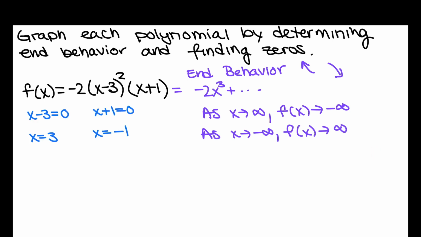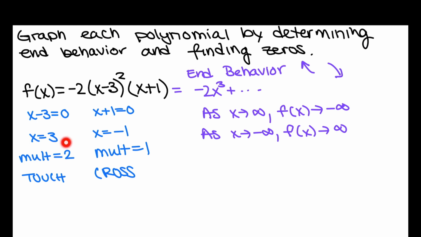I can also find the zeros by setting the factors equal to 0. x minus 3 equals 0 when x is 3, and x plus 1 equals 0 when x is negative 1. x equals 3 has a multiplicity of 2 because we have that exponent of 2. There's technically 2 factors of x minus 3. x equals negative 1 has a multiplicity of 1 because that's only one factor. Even multiplicities mean the graph touches. Odd multiplicities mean the graph crosses.